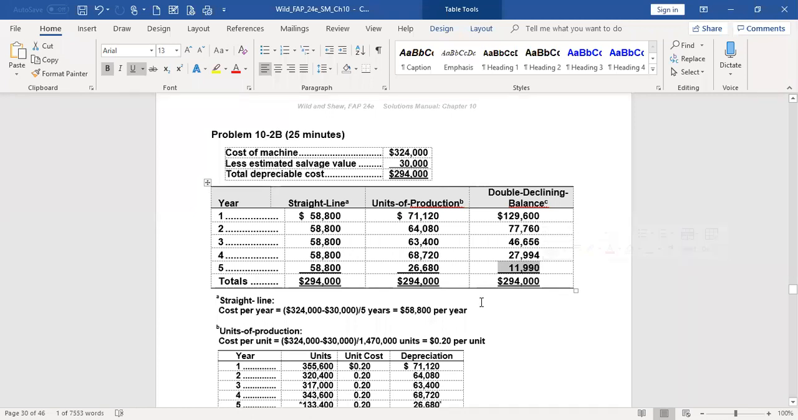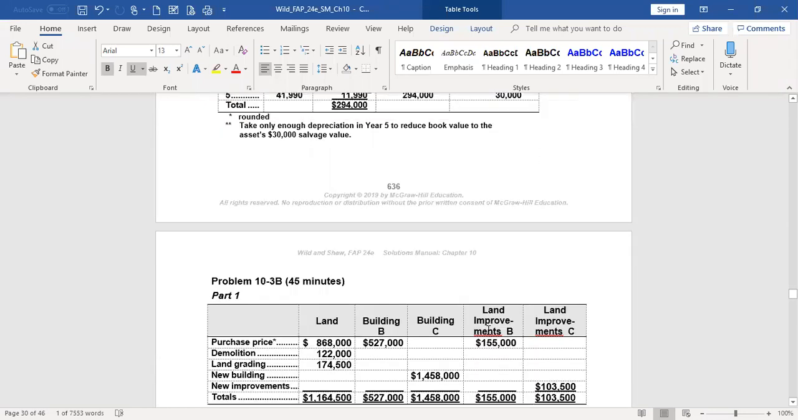$294,000. So the method you pick will depend on how you want to affect net income. If you want to realize a lot of expense, use double declining balance. If you don't, use straight line. That's why most companies use straight line. It's very predictable and consistent. They don't want to upset net income too much. And that's what an expense does.